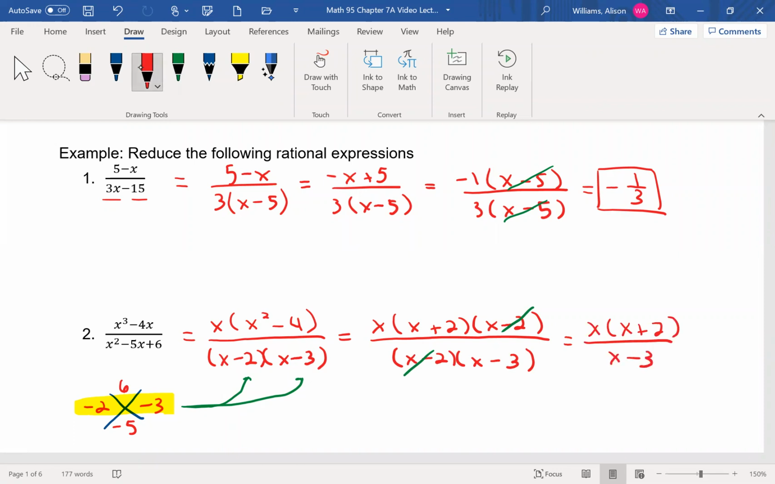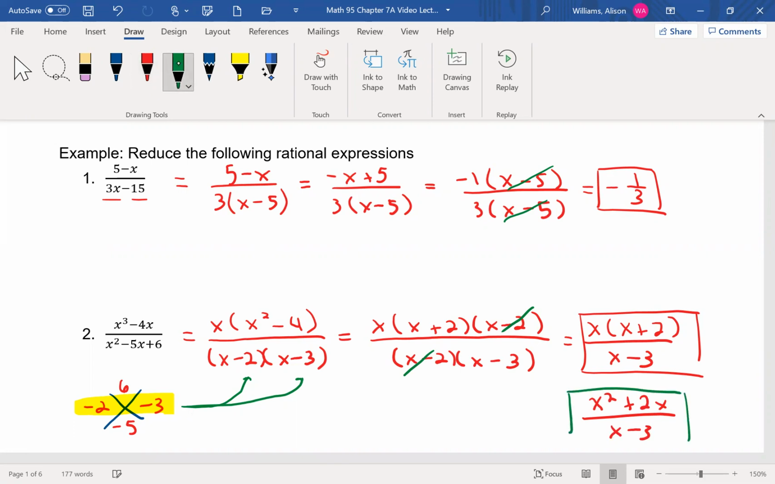Now, you can leave this answer factored like this. You don't have to multiply the x in. In fact, most of the homework has you leave it factored. But just so you know, if you wanted to multiply the x in, it is the same thing. This is x squared plus 2x over x minus 3. It's the same answer, but they don't typically write this as the final answer. They go ahead and leave it in this form, and they say that this is factored form because it's still written as a multiplication.